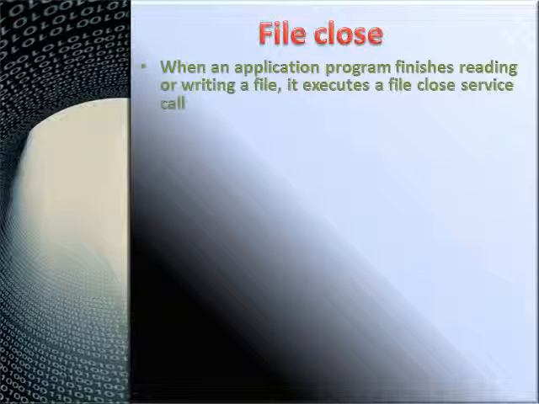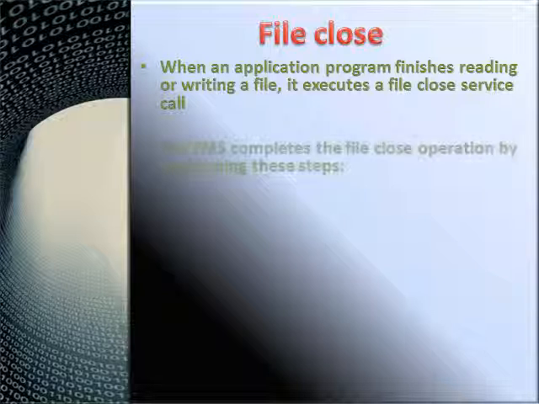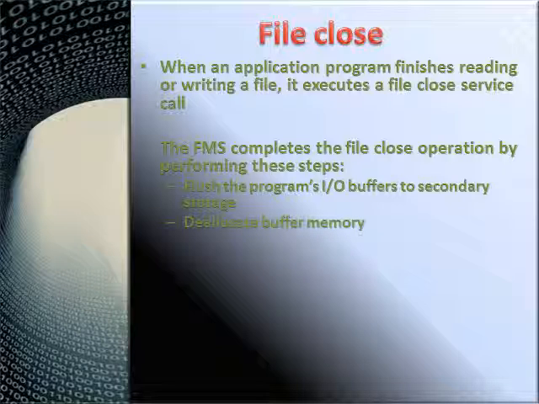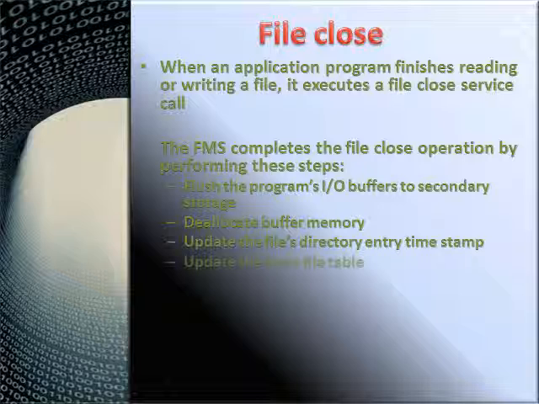File close operation. When an application program finishes reading or writing a file, it executes a file close service call. The FMS completes the file close operation by performing these steps. Flush the program's I/O buffers to secondary storage. Deallocate buffer memory. Update the file's directory entry timestamp. Update the open file table.